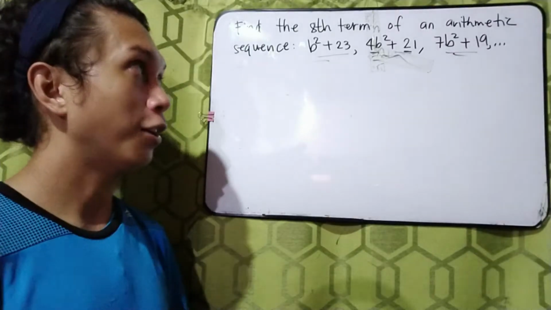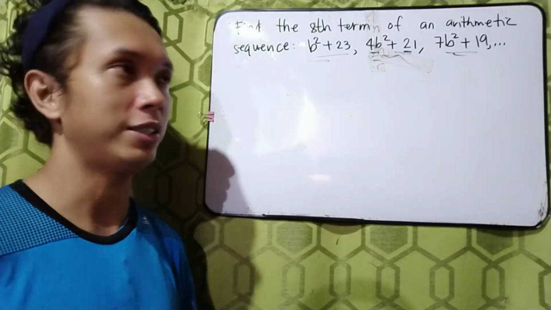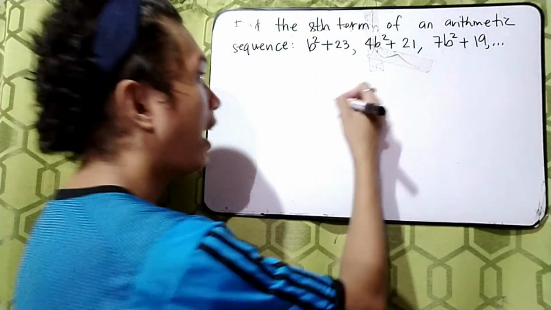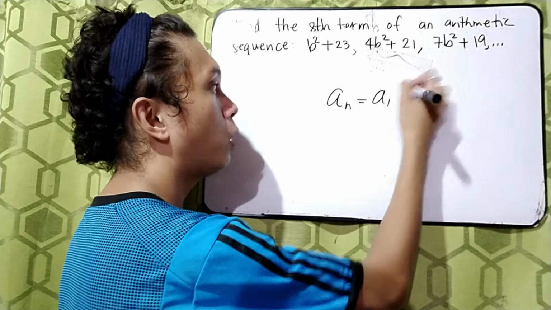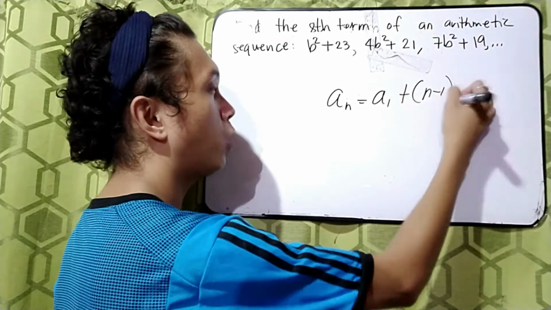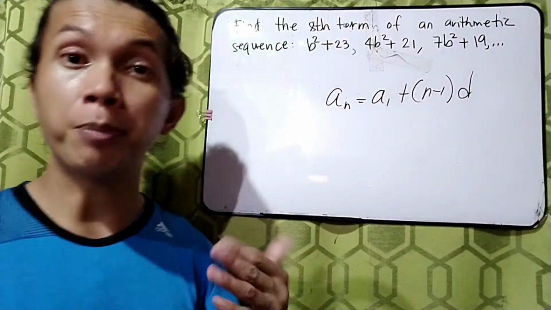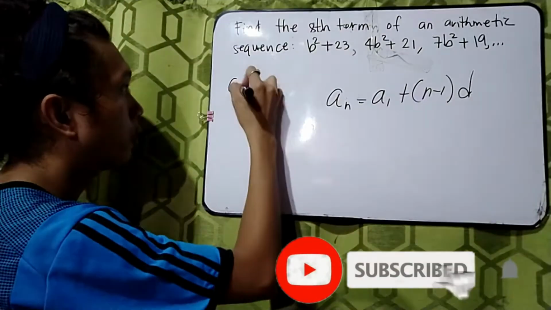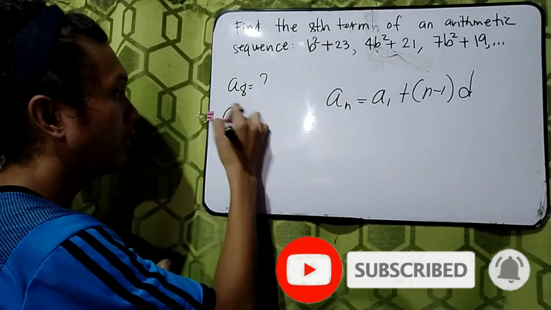So how are we going to solve this? First, let us recall the nth term formula of an arithmetic sequence, and that is a sub n is equal to a sub 1 plus the quantity of n minus 1 times d. And from the problem, we are looking for the eighth term, which means we are looking for a sub 8. Now let's proceed to the given.